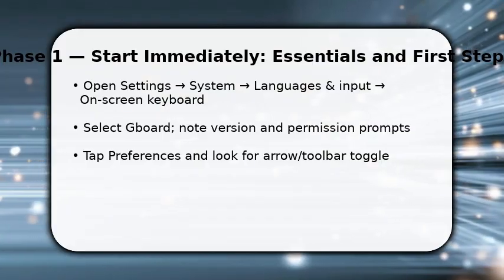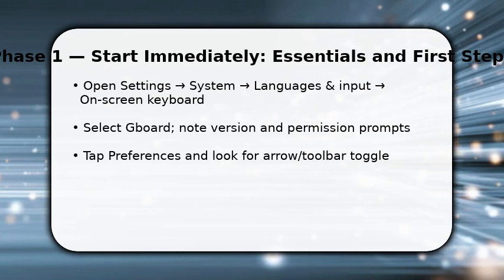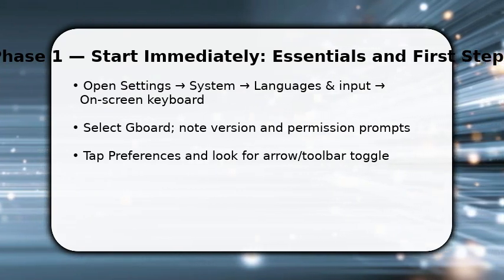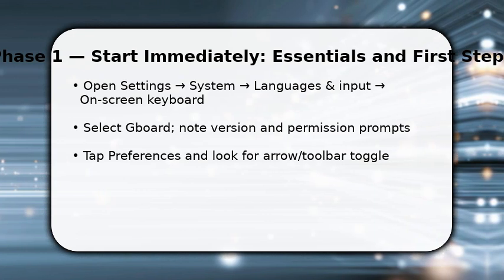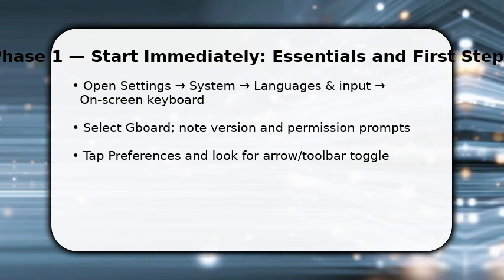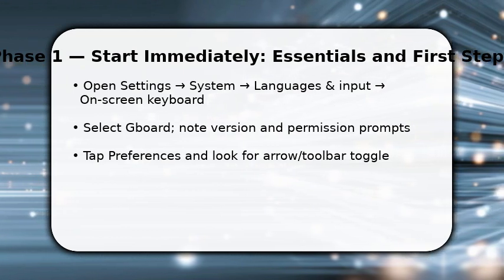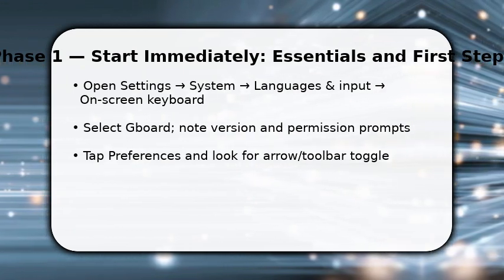You'll begin by opening the system keyboard settings now. This is where Gboard controls live. Once done, tap Gboard to access its menu and confirm you're on the latest version. Make sure to check permissions only if the keyboard prompts.